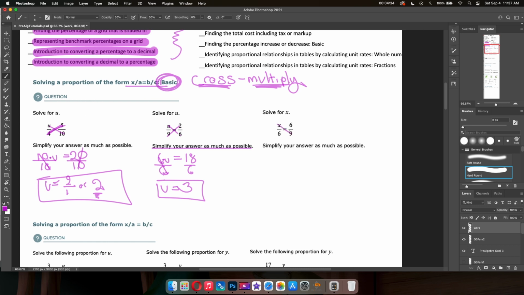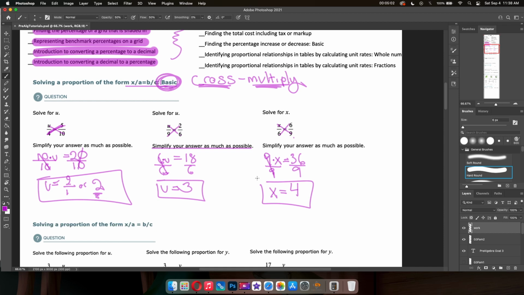Next, cross multiply. So x times 9, we're just going to write that as x times 9. Then 6 times 6 is 36. The opposite of multiplication, we have to get that x by itself. The opposite of multiplication is division. What we do to one side, we do to the other. 36 divided by 9 is 4. So we got lucky, although given that it's basic, that probably makes sense.